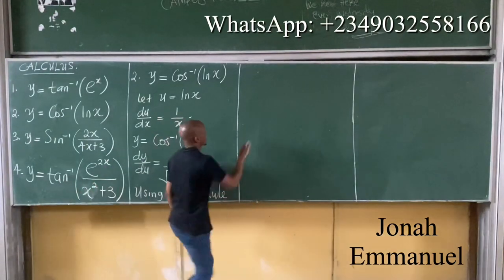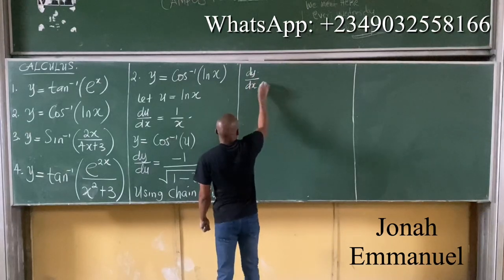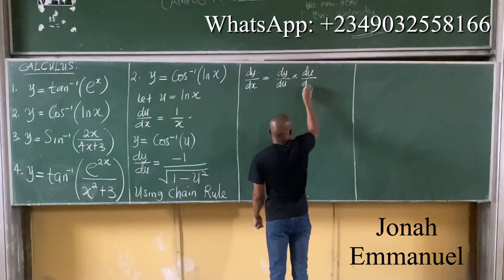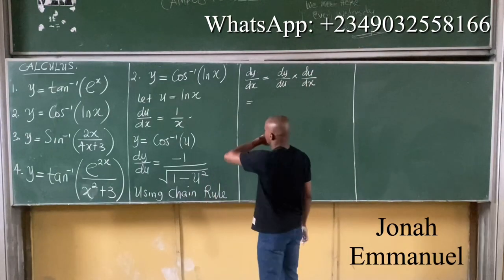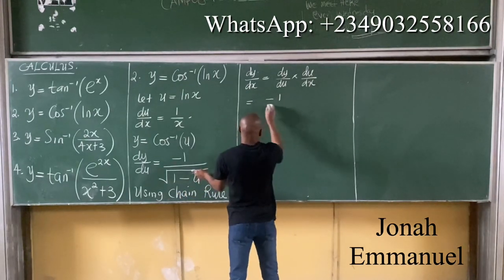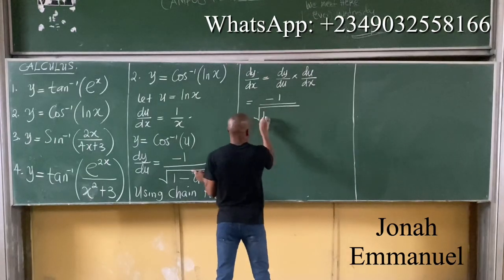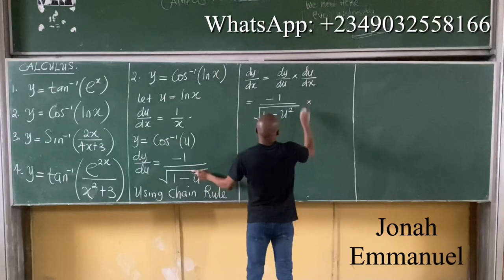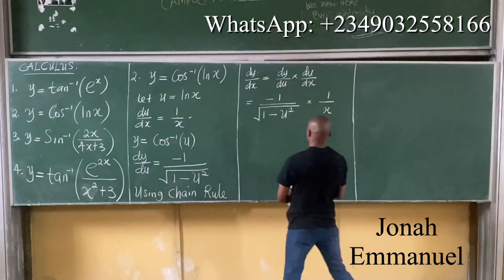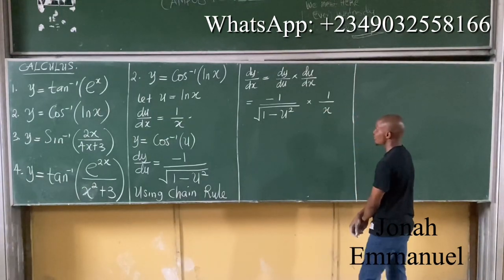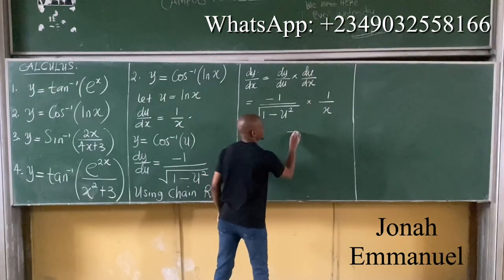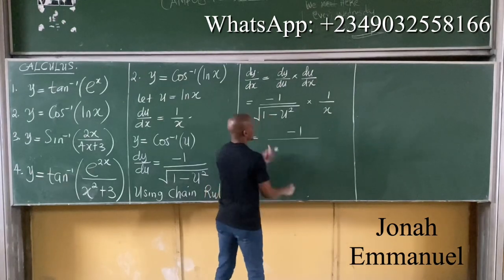Using chain rule, we said dy over dx is equal to dy over du times du over dx. In cubed values, dy over du is this one here: minus 1 all over the square root of 1 minus u squared, times du over dx. du over dx is this, which gives you 1 all over x. Multiply them. This is now equal to minus 1 times 1, of course, that's minus 1 all over this times this.